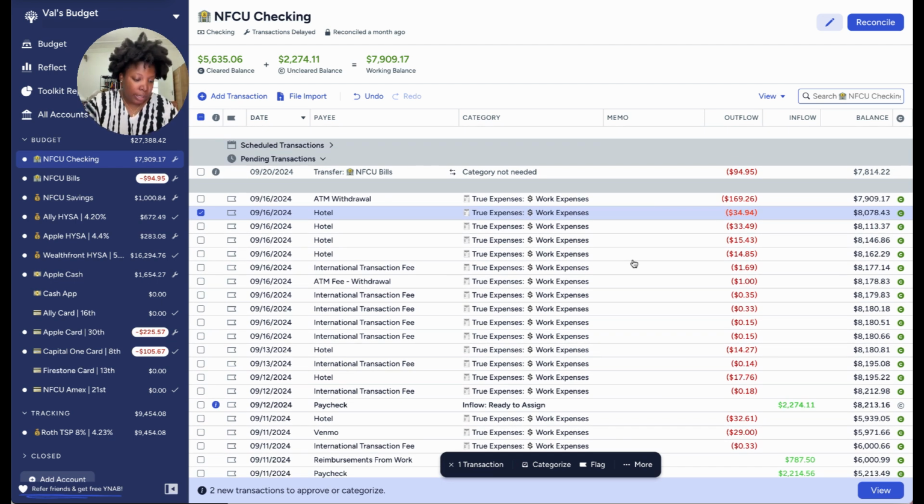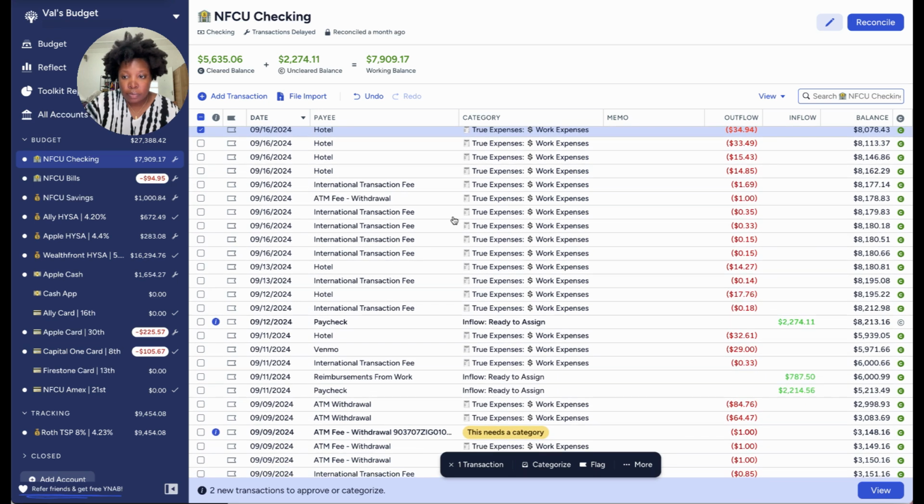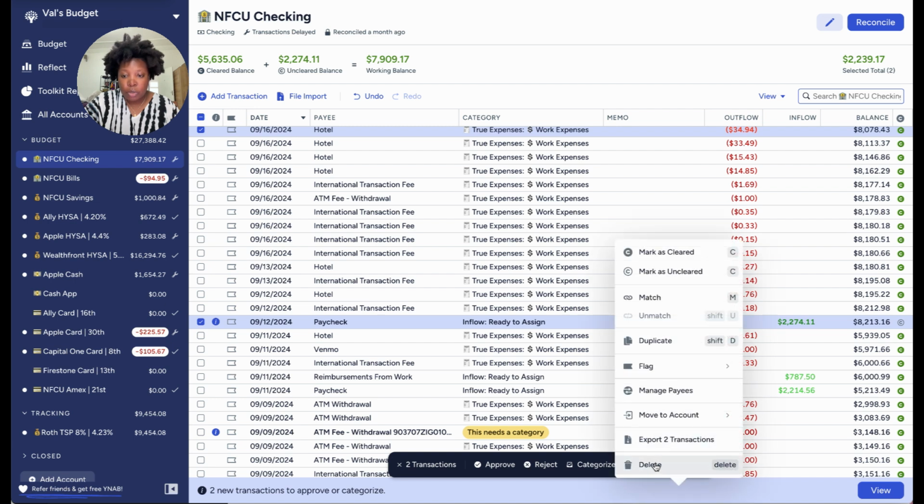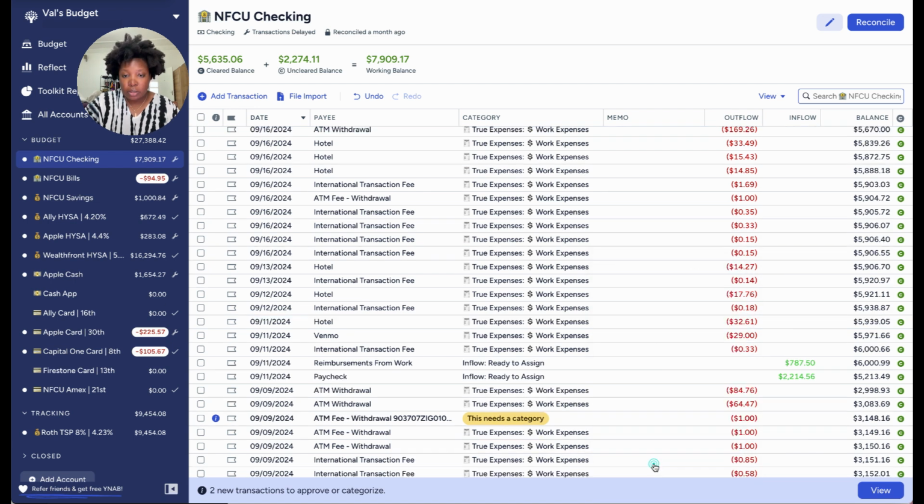Then on the 18th, we have 3 transactions, 1 international transaction, 1 airport transaction, and then 1 ATM rebate. So we have an international transaction fee for $3.20, which is not shown. Why is this paycheck here? I think this was one of the pending scheduled transactions for paycheck, but it was the wrong amount, so I need to update my scheduled transactions for my paychecks. Let's delete that one.